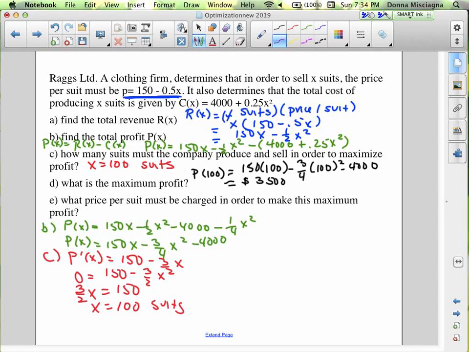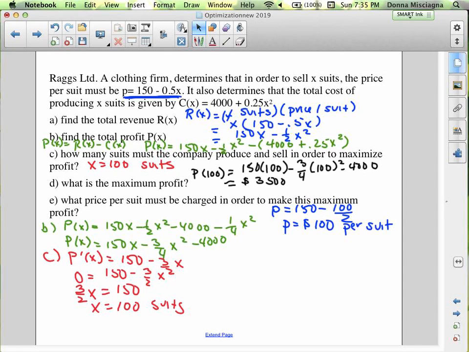All right, so price is 150 minus, and then that's 100 divided by 2. That's going to be a $100 suit. So $100 per suit. These are obviously high quality suits if you can get them for $100. That's why it's called Rags Limited, I guess.